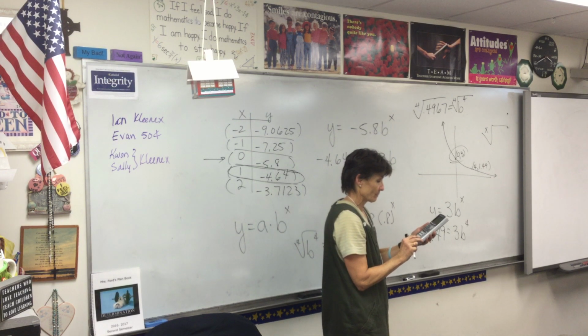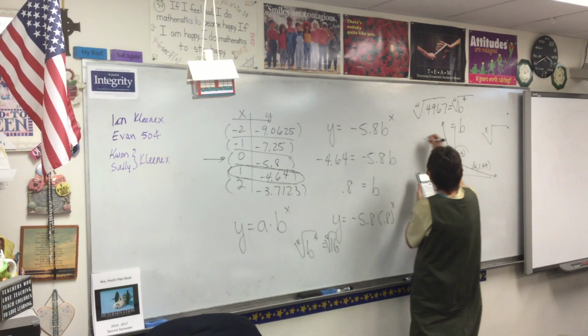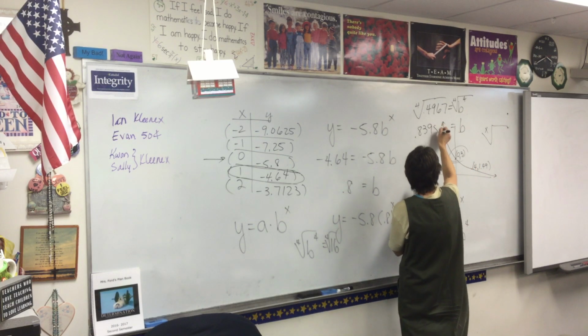We got 0.8395. And you got b equals 0.8395.